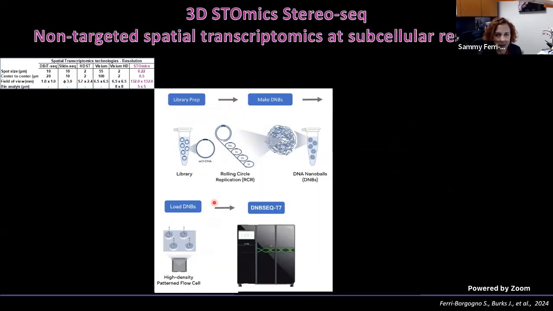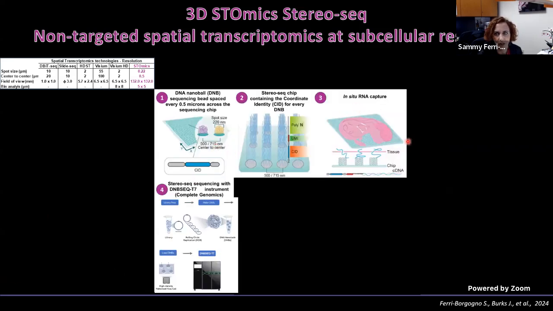For those who are not familiar with this technology, after cDNA production from our chips, we produced libraries, and we made new nanoballs utilizing rolling circle replication technology. The new nanoballs were spotted on a flow cell, and this flow cell was then loaded into a T7 sequencer from Complete Genomics. We sequenced at a depth of 3 billion reads for each of our tissue sections, and the dimension of the chips we utilized was 1 centimeter by 1 centimeter.